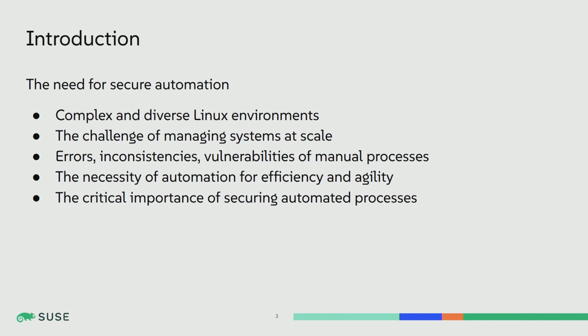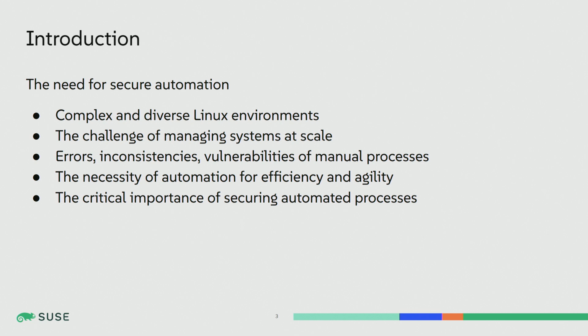The challenge of managing systems at scale is that configuration management or systems management is a really repetitive task. Even if you know by heart what you need to do, every time you click through some pages to do something, there is a chance of inconsistencies. Which brings me to the third point: errors, inconsistencies, and vulnerabilities of manual processes. You cannot be 100% sure that you're following the exact same steps every time.